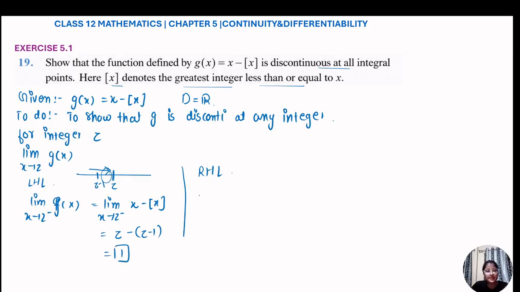Now let's find its right hand limit. When you are approaching from the right hand side, it is the limit as x tends to z plus of x minus greatest integer of x.